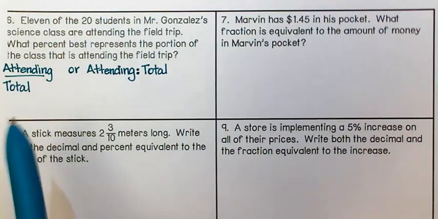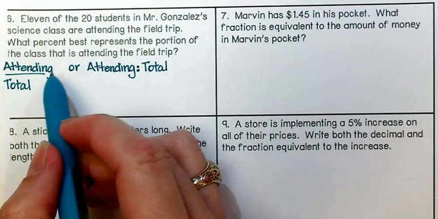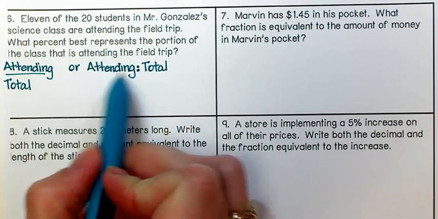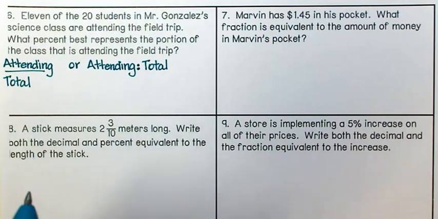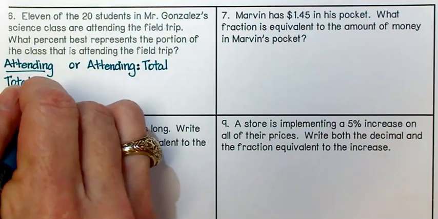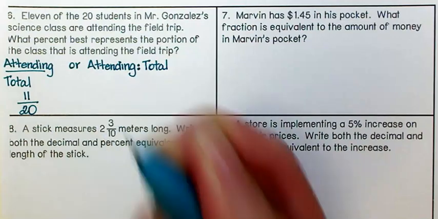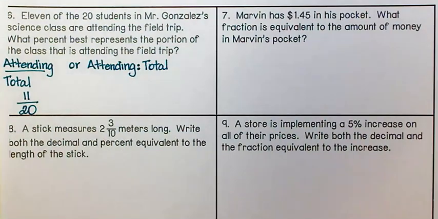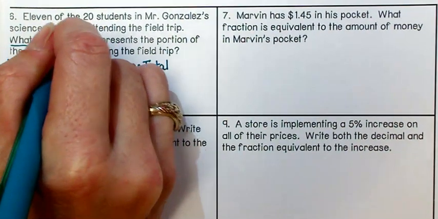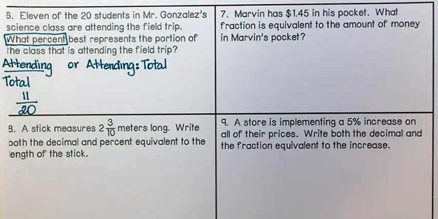Okay, so we can represent our ratio as a fraction, or we can do it with the little colon. But the bottom line is, I'm probably going to deal with it as a fraction. 11 students out of 20 are attending the field trip, okay? And we want to know what percent best represents the portion of the class that is attending the field trip. So 11 out of 20 are attending, and that's what the question asks. What percent is that?